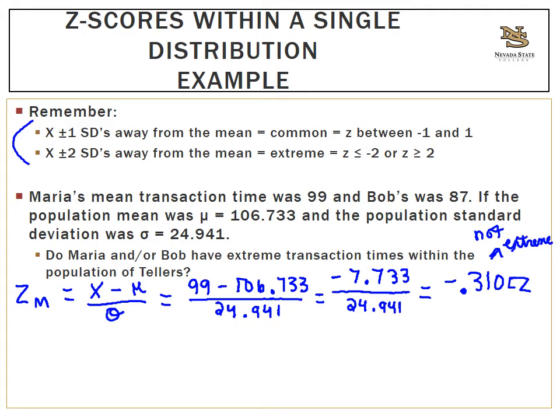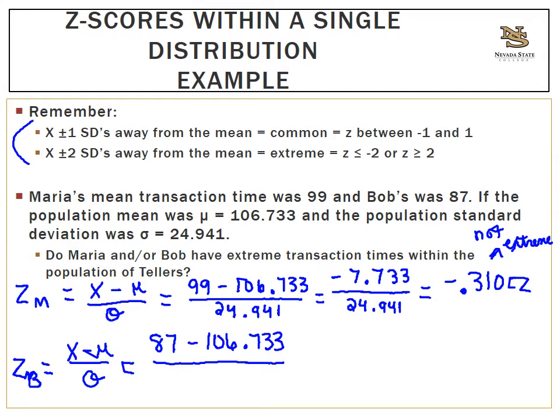All right, let's take a look at Bob. Oh, not an M. B for Bob. Using the same formula, x minus the mean divided by the standard deviation. So Bob's transaction time was 87 minus 106.733. Notice, since we're looking at the same distribution, the mean and standard deviation are going to be the same, right? We're looking at the same population of tellers, but the x value is different because now we're looking at a different teller.